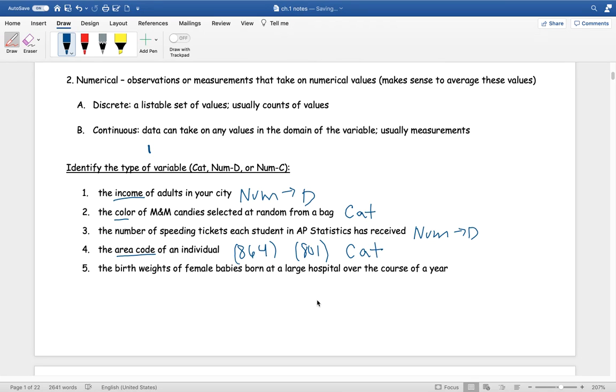Okay, we are characterizing where we live, characterizing people based off of their area code. So those are categories. And then the birth weights. Weight is a measurement, so it doesn't really have a set decimal or fraction or whatever. We usually estimate when it comes to weights. So this is numerical, and it is continuous because there is an interval there.